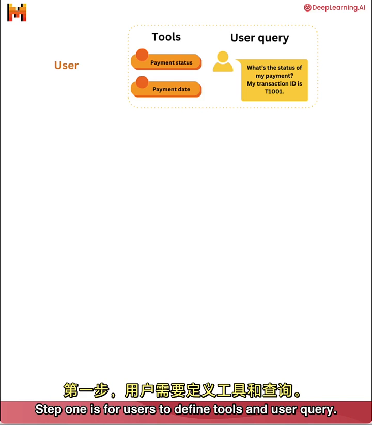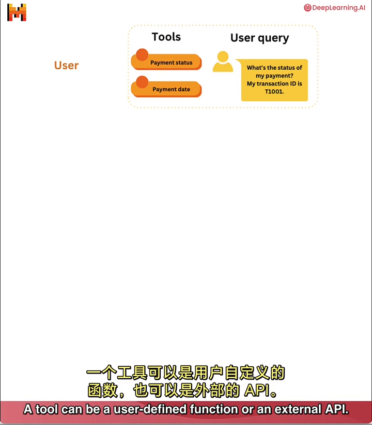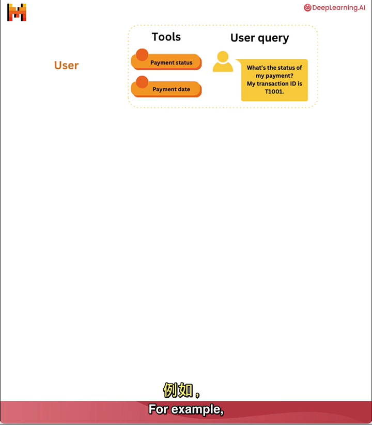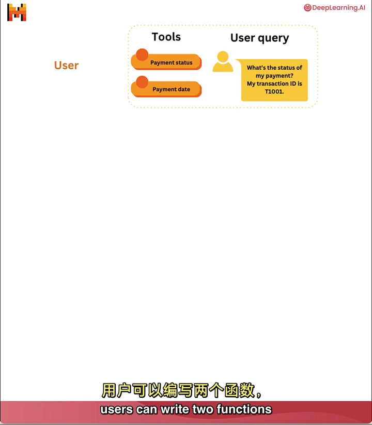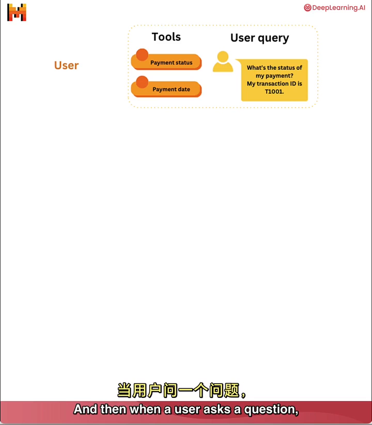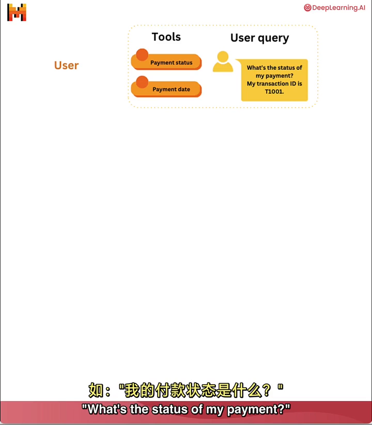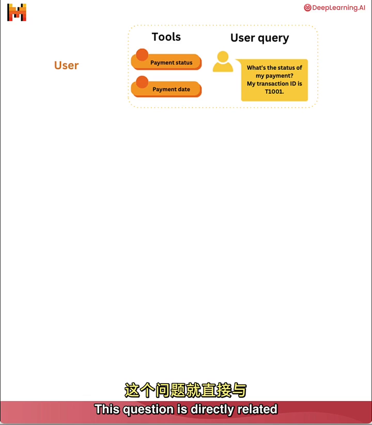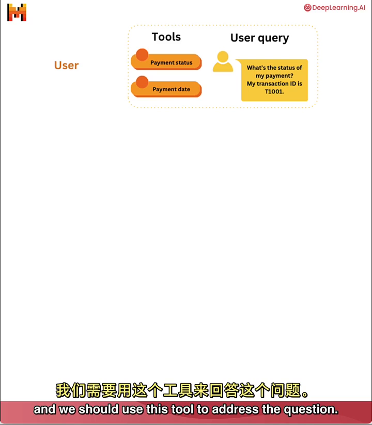Step 1 is for users to define tools and user query. A tool can be a user-defined function or an external API. For example, users can write 2 functions to extract the payment status and payment date information. And then when a user asks a question, what's the status of my payment? This question is directly related to the payment status tool, and we should use this tool to address the question.